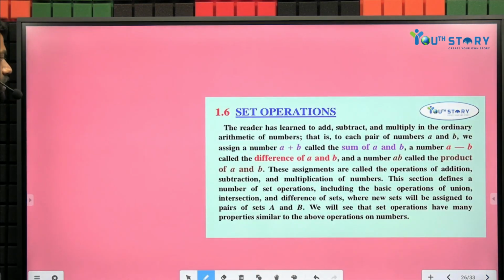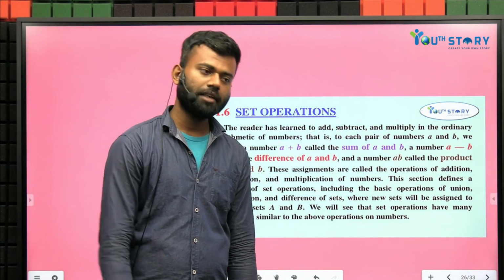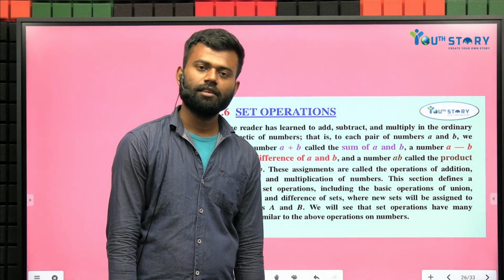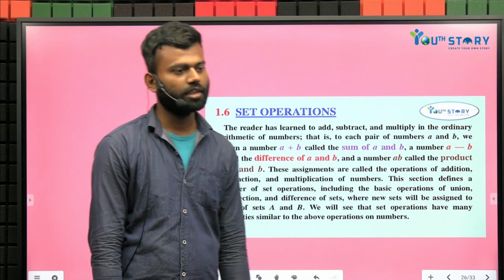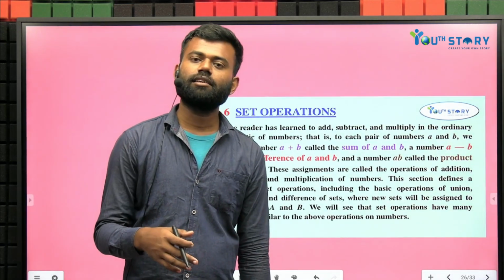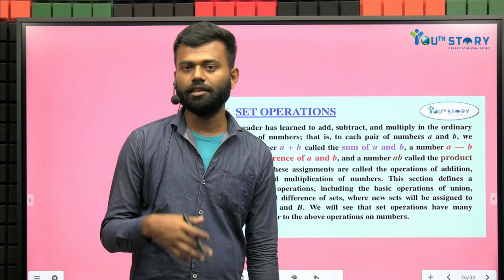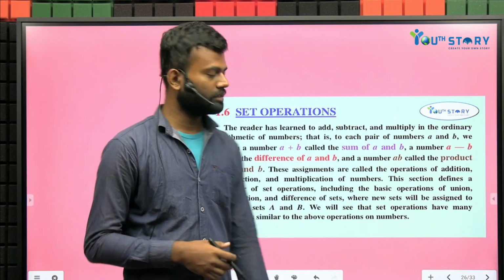Set operations. If we suppose we have two real numbers A and B, then we can easily add them, subtract, etc. These are basic operations. Similarly, we will develop the basic operations, namely addition, multiplication, etc., for sets.